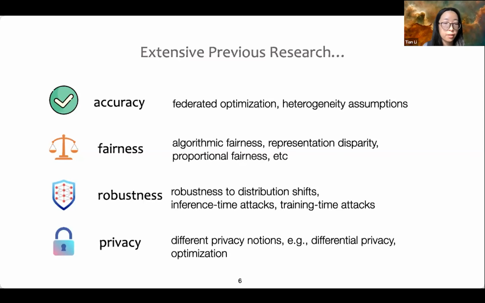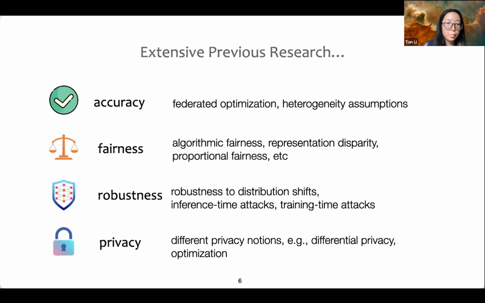And also proportional fairness, basically you get what you contribute. And I've also considered robustness to distribution shifts and to inference time and training time attacks. In terms of privacy and security, there are many either generic or sometimes more application-specific privacy notions, such as differential privacy, which is a very rigorous framework to measure and guarantee privacy in different optimization techniques in different scenarios, convex and non-convex settings.